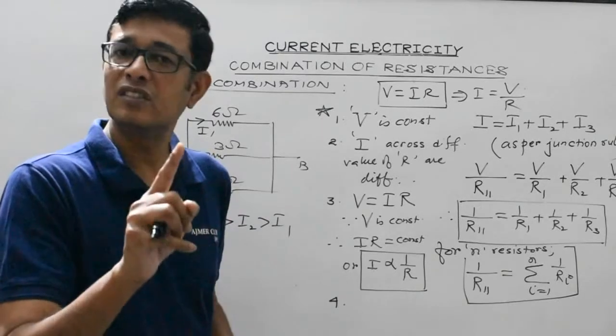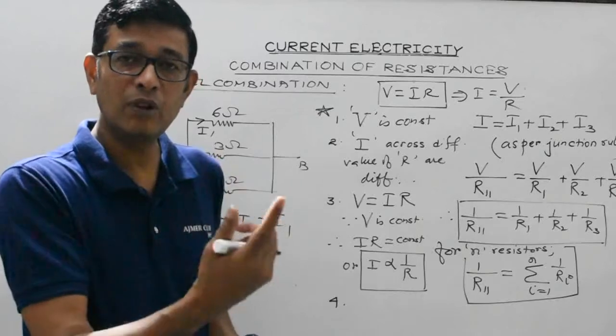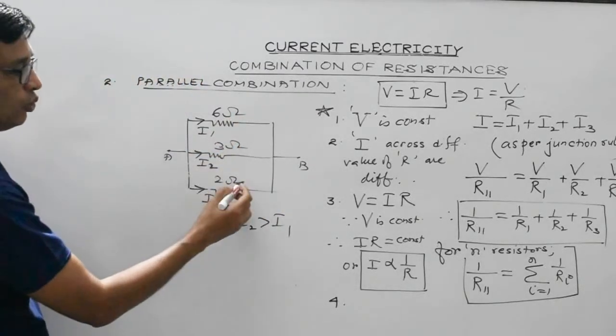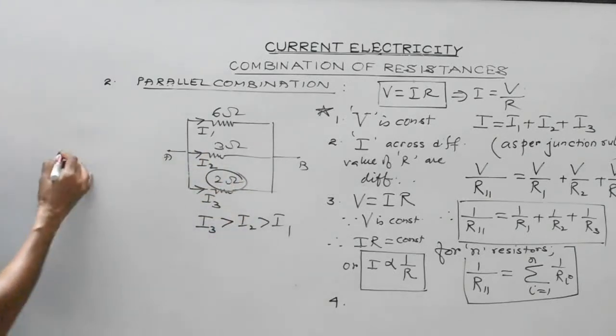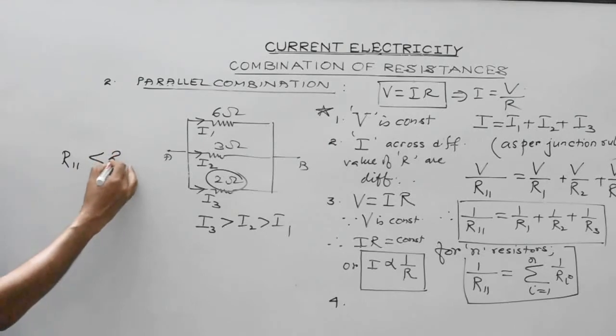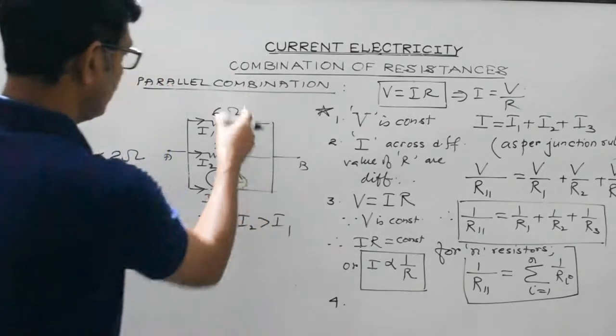The equivalent resistance in the parallel grouping is less than the minimum of the given values of resistance. So here between 6, 3 and 2, 2 is the minimum value. So here R parallel for this equivalent circuit would be less than 2 ohm. Understood, students? Let us solve it.